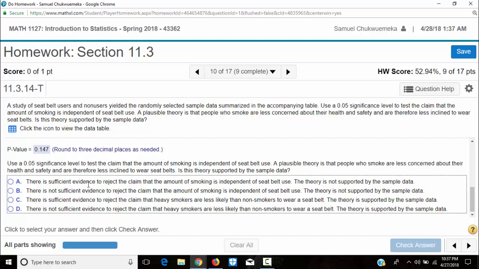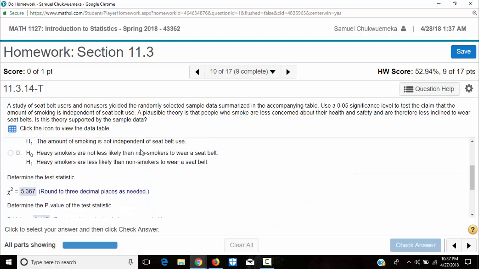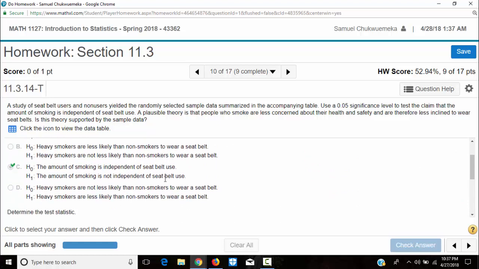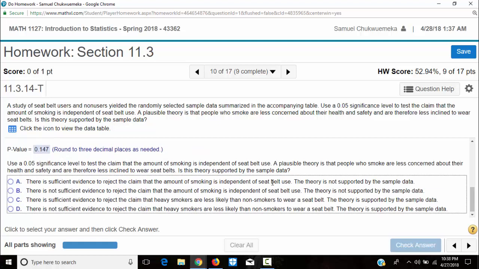Now, A says there is sufficient evidence to reject the claim that the amount of smoking is independent of seatbelt use. So there is sufficient evidence to reject the null. But we do not reject the null. Do you understand what I'm saying? B says there is not sufficient evidence to reject the claim that the amount of smoking is independent of seatbelt use. Yes, there is insufficient evidence to reject the null hypothesis. So the theory is not supported by the sample data. The correct option is B.